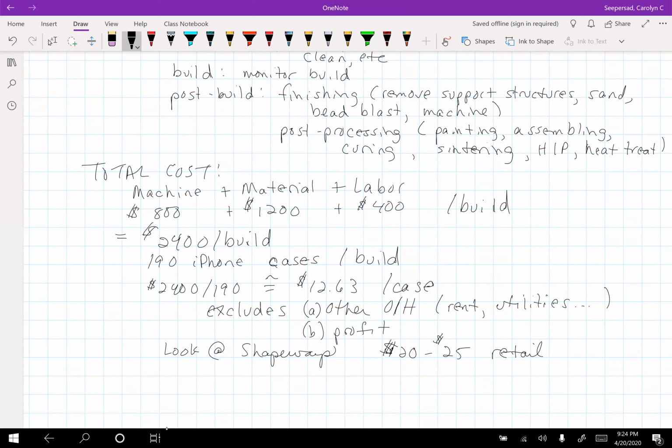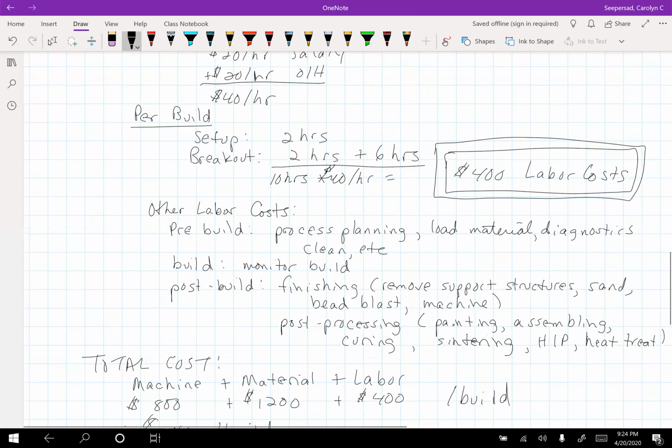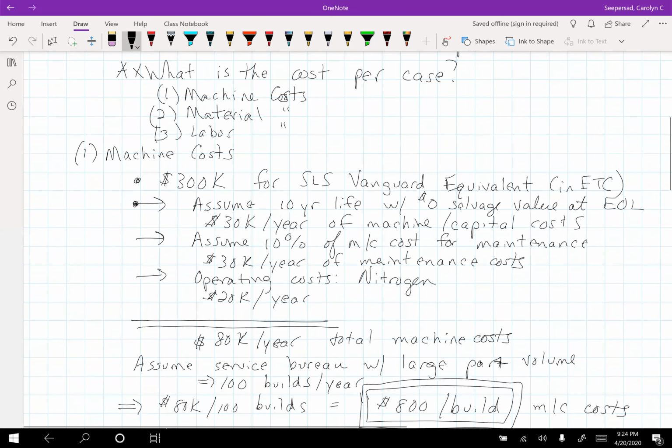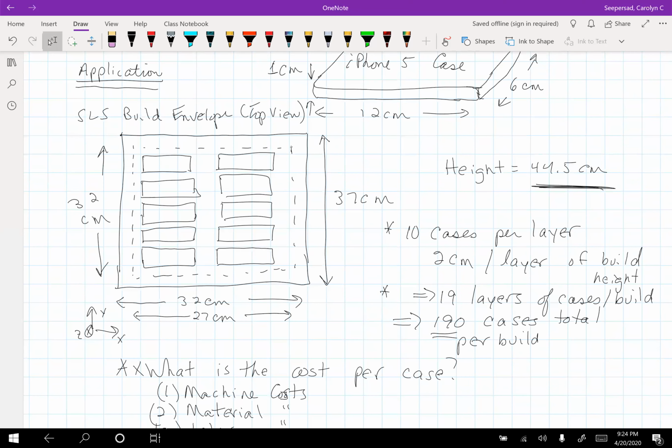All right, but the only reason it's so inexpensive is that we were able to pack all those iPhone cases into the build. Let's go back up and remind ourselves how we did that. We basically packed 10 iPhone cases into the build chamber, into the build plane.